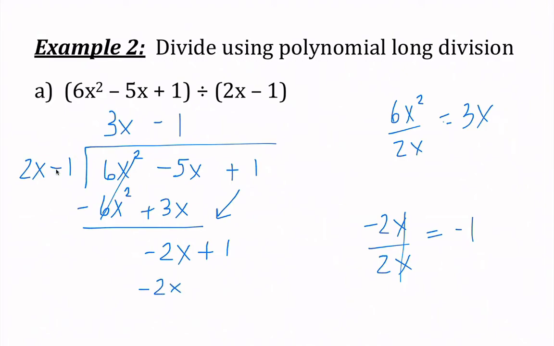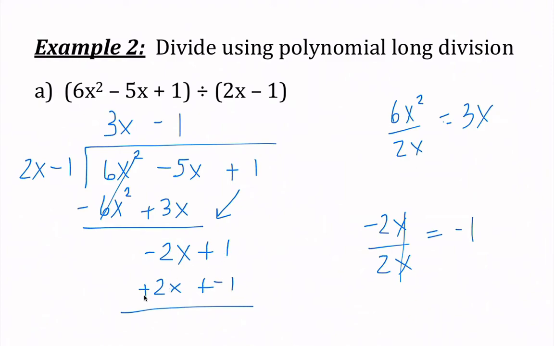Negative 1 times a negative 1 is a positive 1. Okay, we know our next step is subtraction. So like I said, what I like to do for that is this bottom row, since it's subtraction, I'm just going to change my sign. So this was a negative, I'm going to change it to a positive. This was a positive, I'm going to change it to a negative. That way I can look straight up and down.